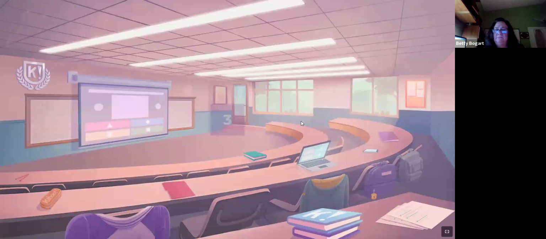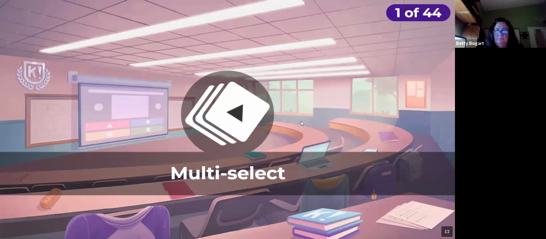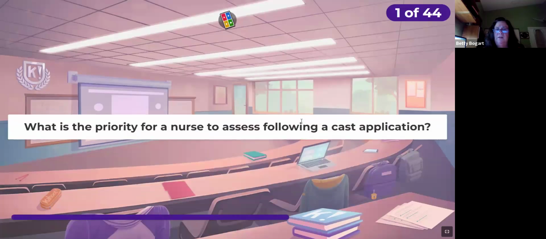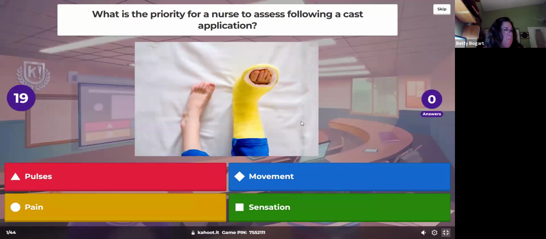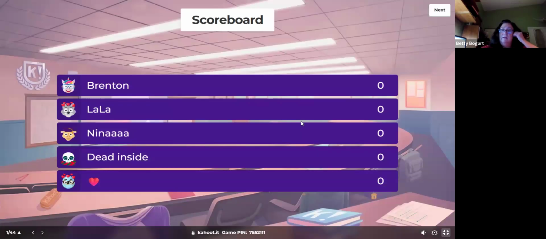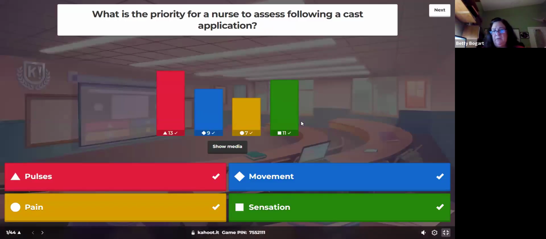Week 9. What is a priority for a nurse to assess following a cast application? So when we're talking about anything with cast, remember your 6 Ps. That's what this question's about. Pulses, pain, movement, sensation, paresthesia, right? Paralysis. This is what we're looking for.